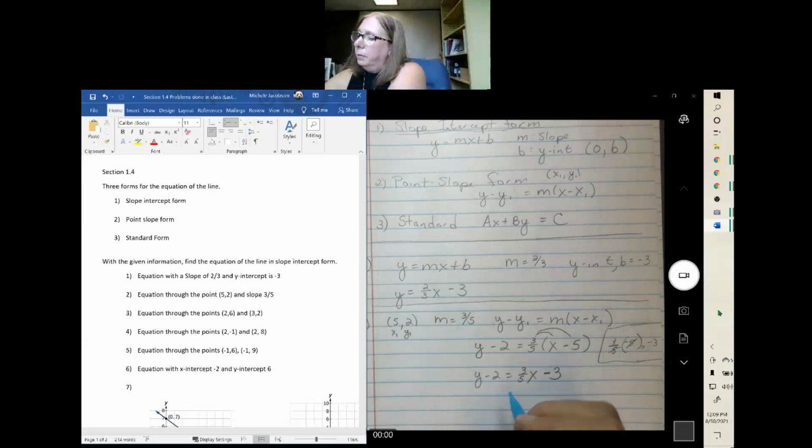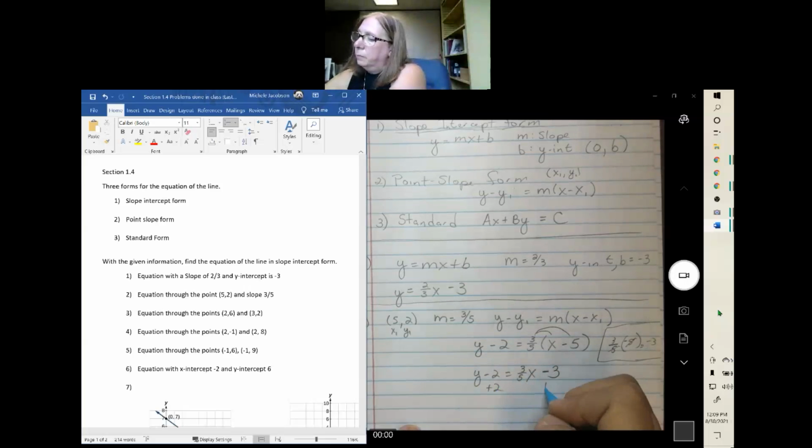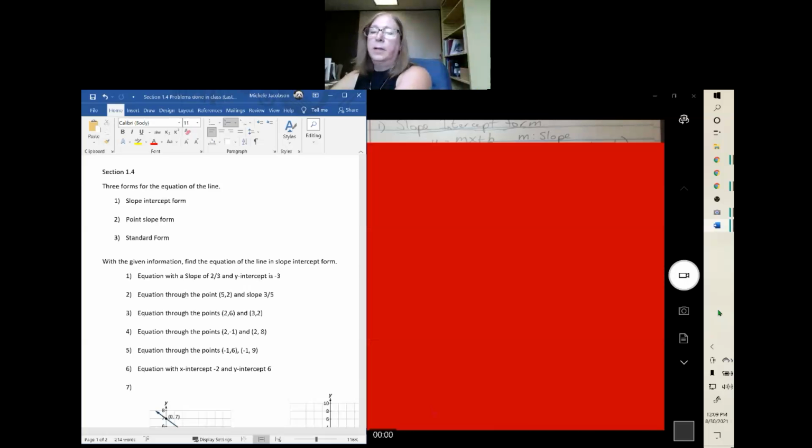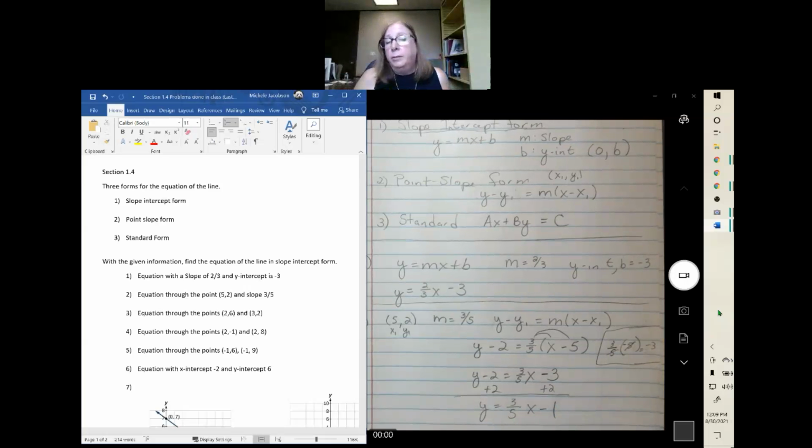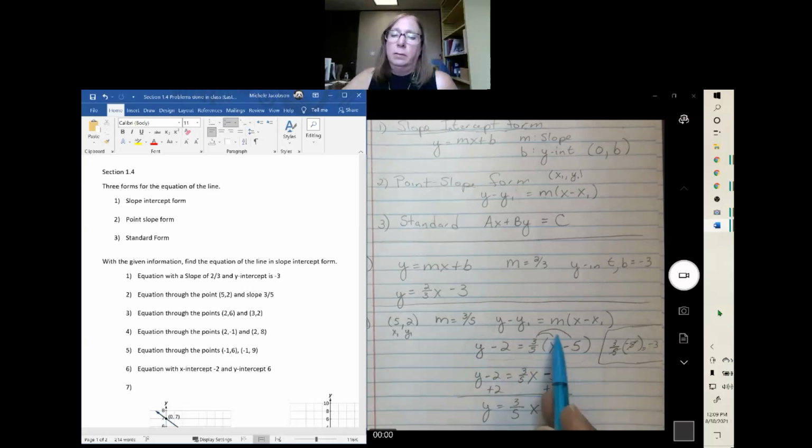And then we add the 2 to the other side. Now, depending on what you were asked, if you were just asked to write an equation of the line, then you could have given either one. But if it asks for slope-intercept, then you need to solve for y. Any questions on that one?